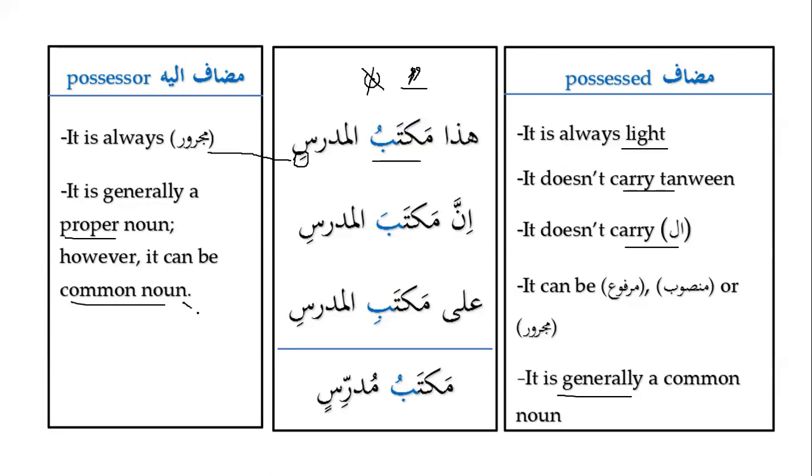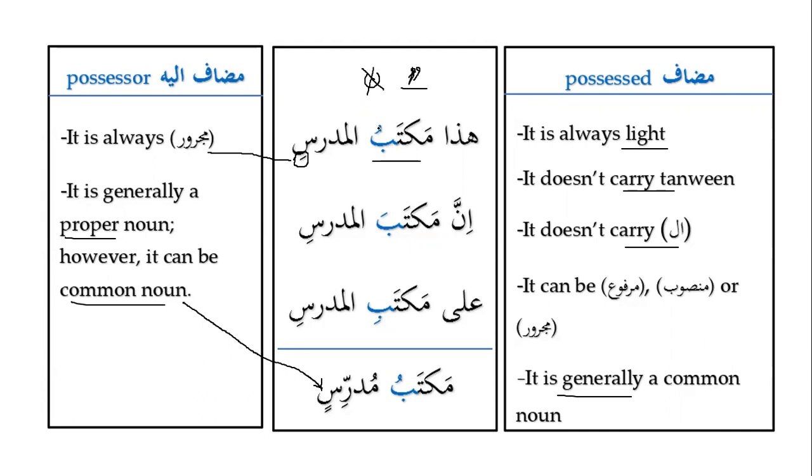For example, here we can see maktabu mudarrisin. Both of them are common nouns. Qalamu hibrin, as we have discussed today. So generally, normally it's a proper noun, but in some conditions it can be a common noun as well. Now we can see here, hada maktabul mudarrisi.